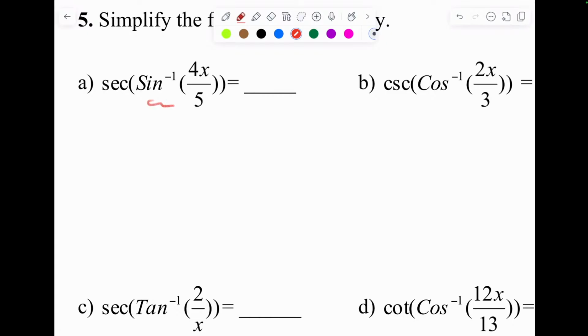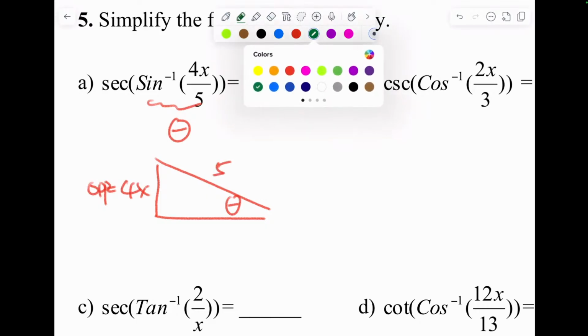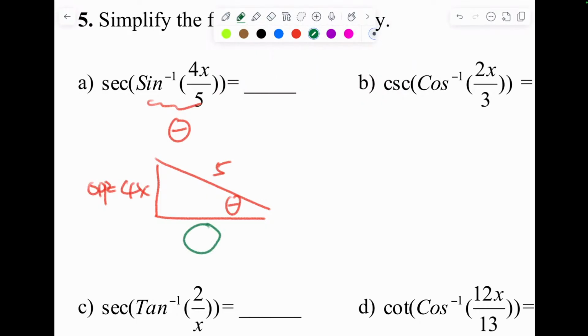This is a theta, right? This is the angle, because sine inverse usually resolves with the angle. Now, anytime you have SOHCAHTOA, you should have a right triangle. This is theta. Which one's 4x? The opposite is 4x. Good. And which one's 5? Hypotenuse. Can you figure out what this side is in terms of x?